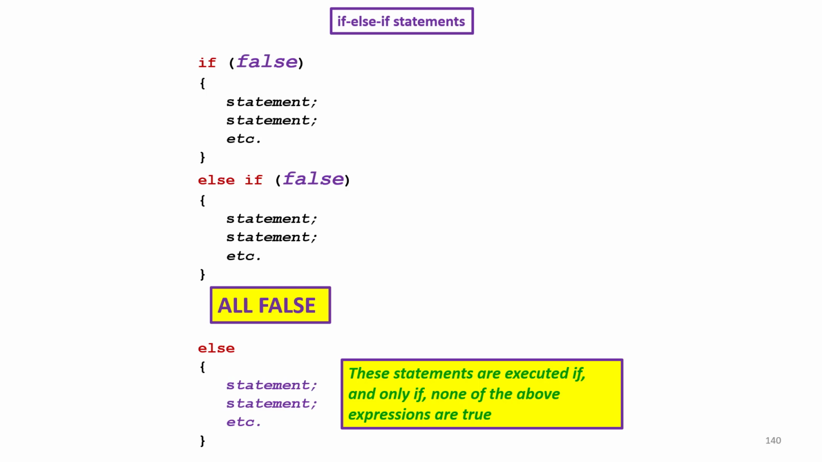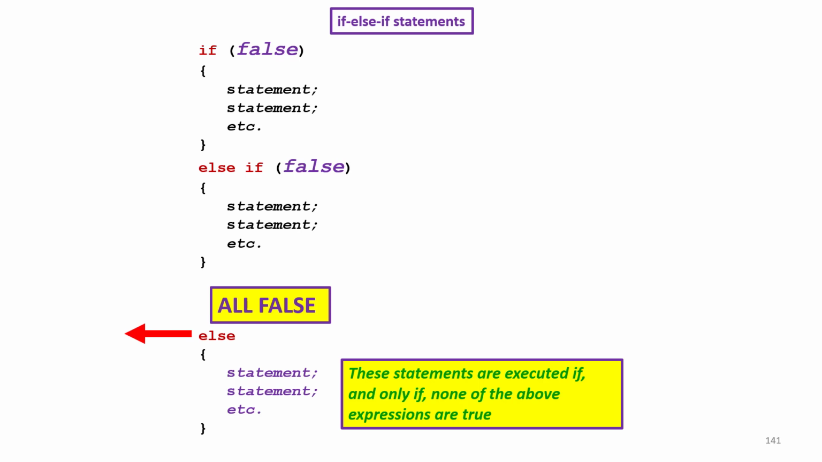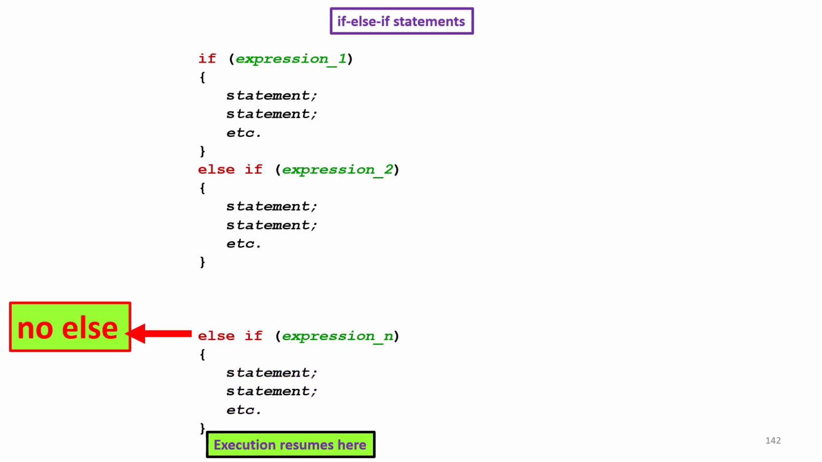Now, one final point. It's perfectly acceptable to write a series of else-ifs with no final else. If any of the expressions are true, statements in the braces below the first expression that is true are executed, and execution will resume on the first statement below the entire if-else-if structure. If none of the expressions are true, this code fragment, the entire if-else-if structure, has no output.